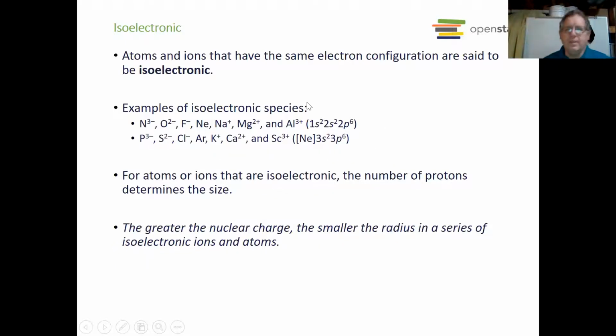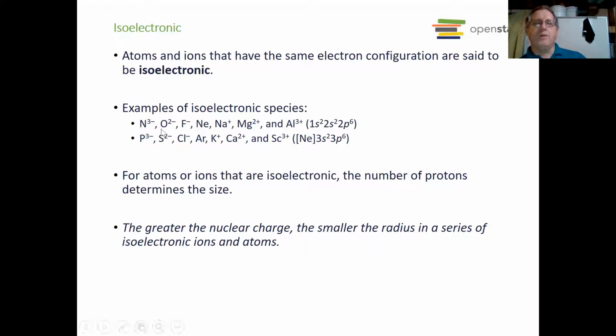Now, I talked in the last one about isoelectronic species. These are species where the ions have the same number of electrons and a different number of neutrons. Now, if I have the same number of electrons, the smallest one is going to be the one with the most protons in the nucleus. The largest one is going to be the one with the least protons in the nucleus.